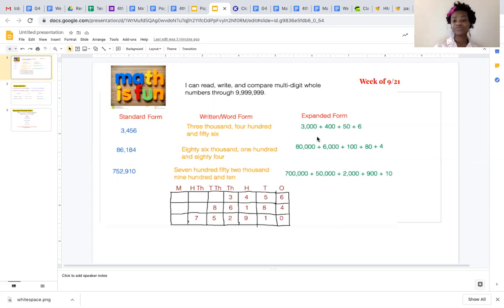Place value is really important, as I said before. So the fact that you have a basic understanding at this point is really going to help us move along with this week's lessons. So our objective this week is I can read, write, and compare multi-digit whole numbers through 9,999,999.